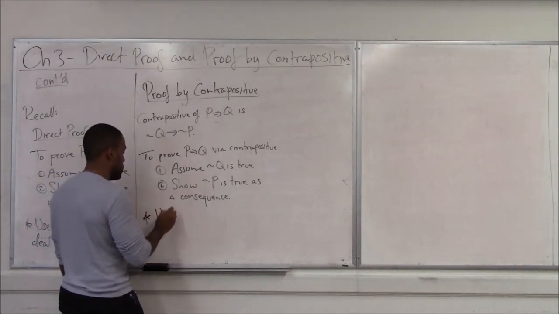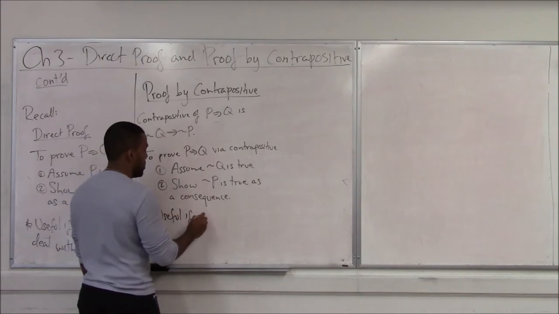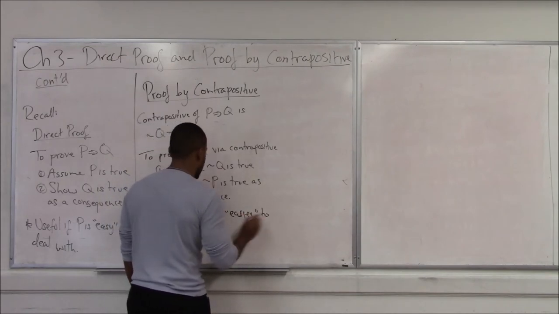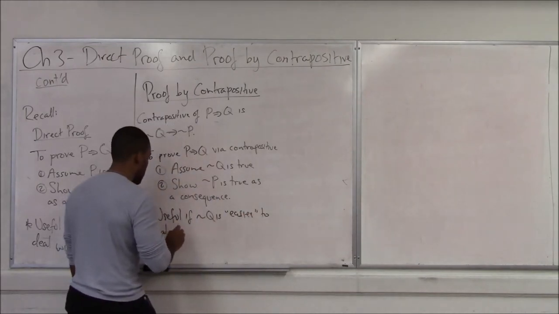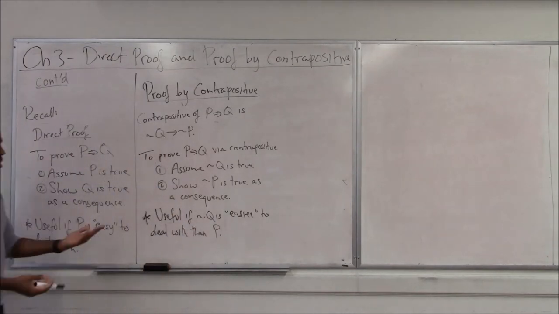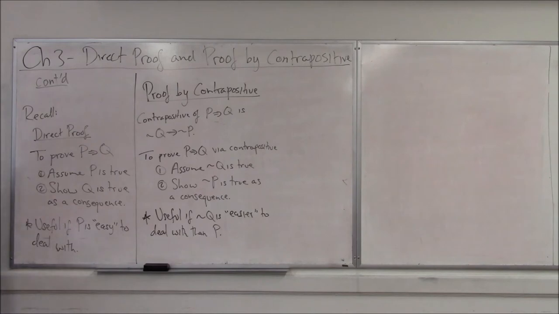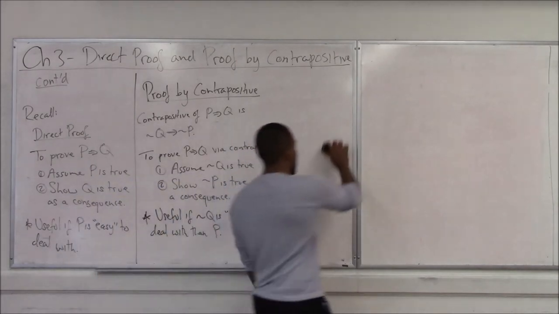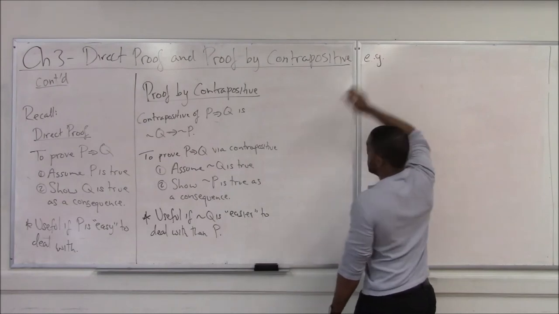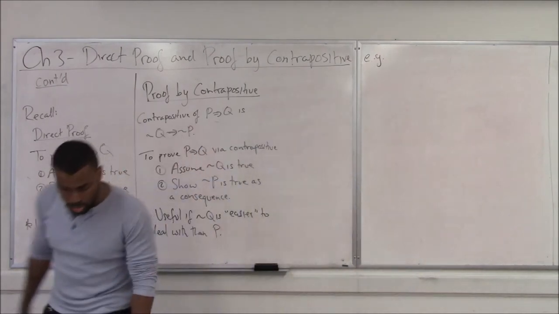This, of course, is useful if not Q is easier to deal with than P. So if not Q is easier for you to deal with, it fits more nicely with your definitions, it's easier to see how the computations are going to work out, then you try to do a proof by contrapositive. There are other proof techniques, but these are the two we've seen so far. And let's actually jump into some examples. So we kind of spoke about why we want to use one as opposed to the other.